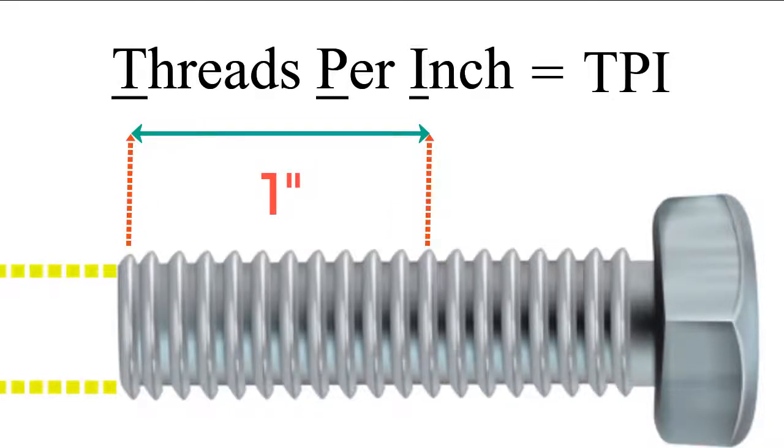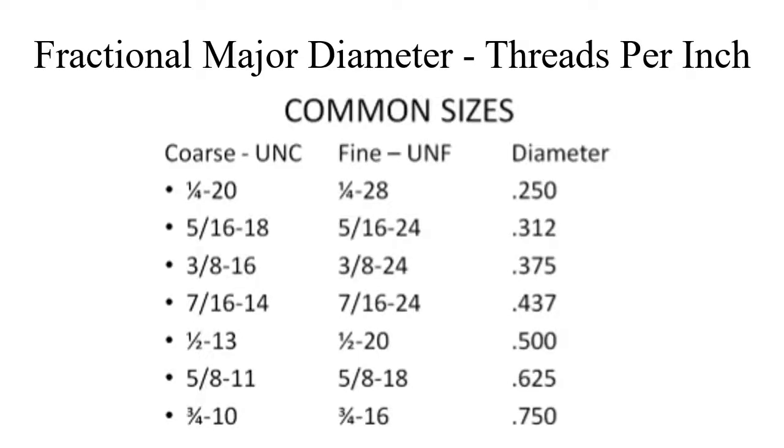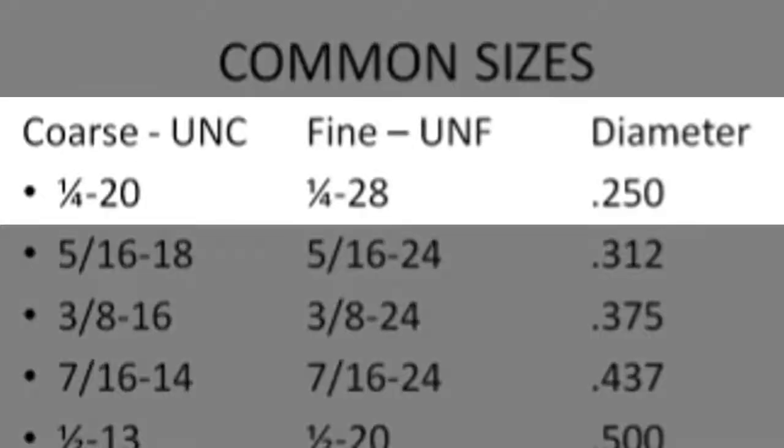All thread pitch are identified the same in English inch unit of measure. These are set fastener dimensions that are used by everyone within the United States and even some other places around the world. Threads equal to and larger than a quarter inch in diameter are expressed as fractional major diameter and TPI, which is threads per inch, separated by a dash. A .250 diameter thread with 20 threads per inch is called out as quarter 20.